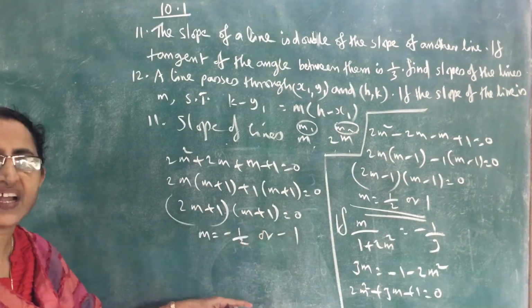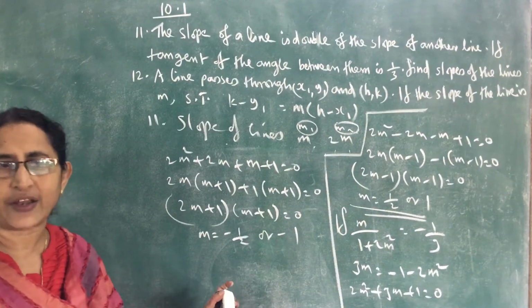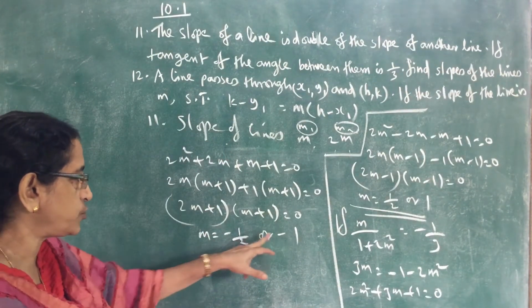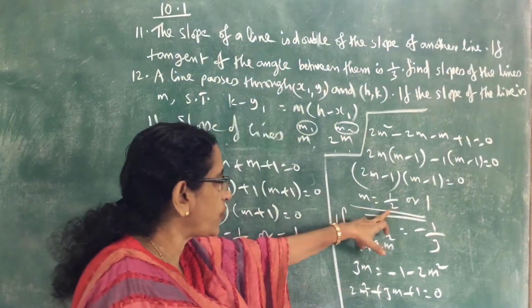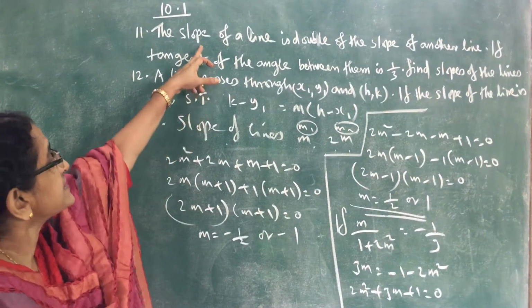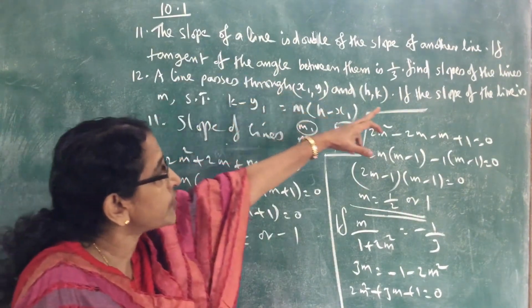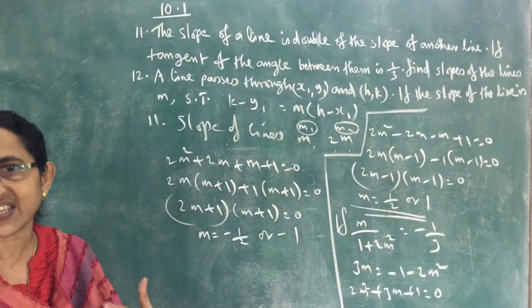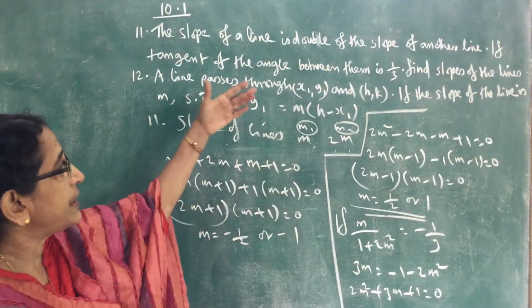So this we have studied, how to split the middle term and find the value of m. So here in this case we got two values, minus 1 by 2 and minus 1. First case we got the values half or 1. Now the question is to find the slopes of the lines. So we have to consider each case and write each set of values, slopes.